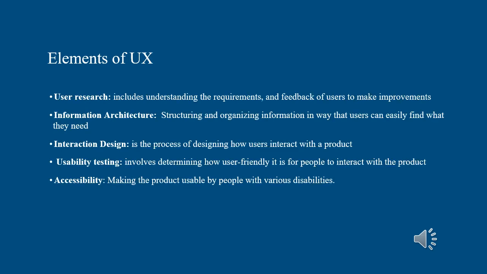So now we have elements of UX. Firstly, it is user research, including understanding the requirements and feedback of users and making improvements in the app or website according to the user requirements. Next, we have information architecture, structuring and organizing information in a way that users can easily find what they need. Interaction design is the process of designing how users interact with a product or service. Usability testing involves determining how user friendly it is for users to interact with a product, and accessibility, making the product usable by people with various disabilities.